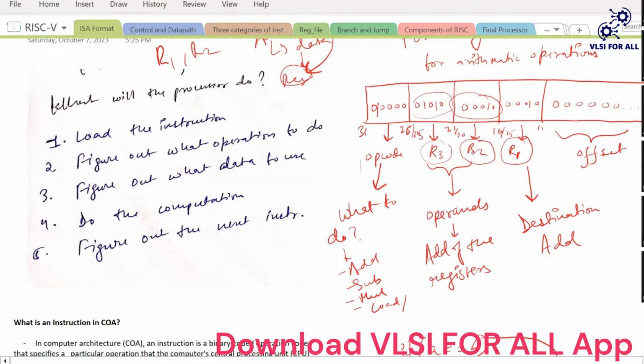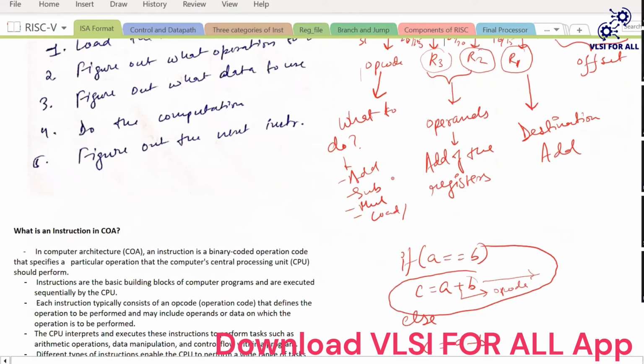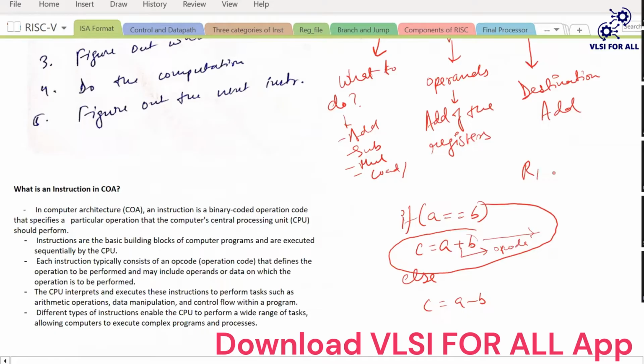Fine. So these are the three sections here. These two are called operands. These two will contain the operand registers. Which operands मतलब पता है? Operand मतलब, when we do R1 equals to R2 plus R3, these two are called operands. मतलब we are performing the action on these two registers. Fine. And this is called our destination register.